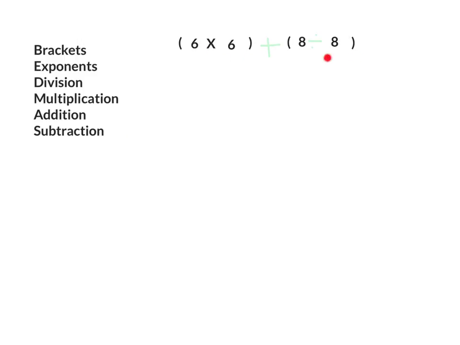And then over here I have, in brackets, 6 times 6, plus, in another set of brackets, 8 divided by 8. So the first thing you do is make one line, and since brackets are at the top of the list, you're going to pick either 6 times 6 or 8 divided by 8, because they're both in brackets. So I'm going to choose 6 times 6 first. 6 times 6 is 36.